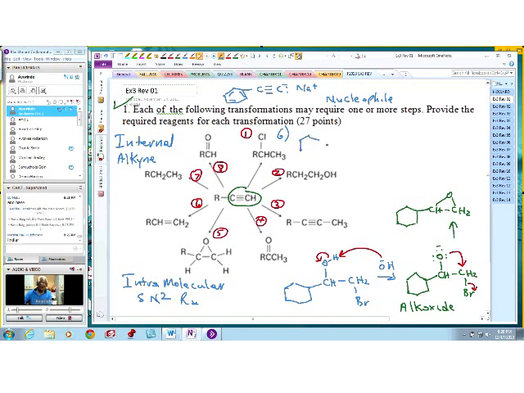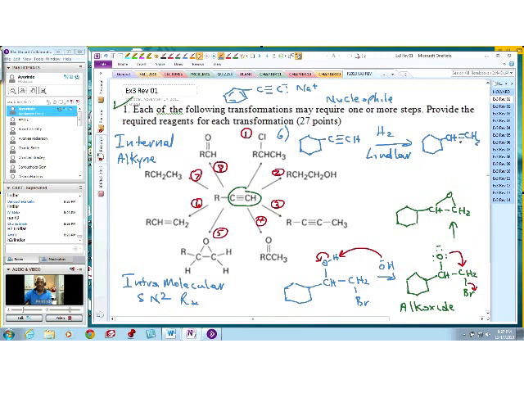Okay, you could use Lindlar. Excellent. You could use hydrogen with Lindlar catalyst, and that gives you this here. What that does is simply to add 2 hydrogen atoms across this carbon-carbon triple bond, and then you get your alkene, carbon-carbon double bond. You could also use lithium in ammonia or sodium in ammonia.